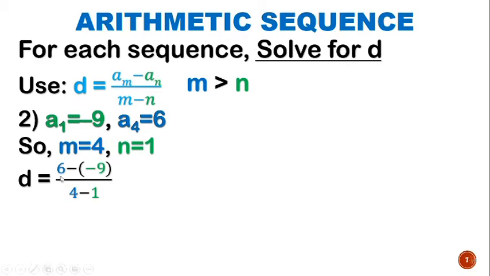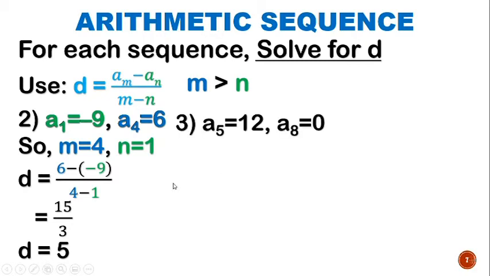value of D. So 6 minus negative 9. Alam natin na pag nagma-minus, we change this to plus and we change the sign of the subtrahend. Then all over 4 minus 1. That will yield 15 over 3 or 5, which is actually the same as the previous solution. So whichever you prefer, doon kayo. So what about for 3?